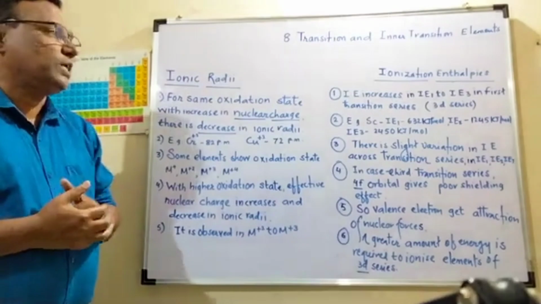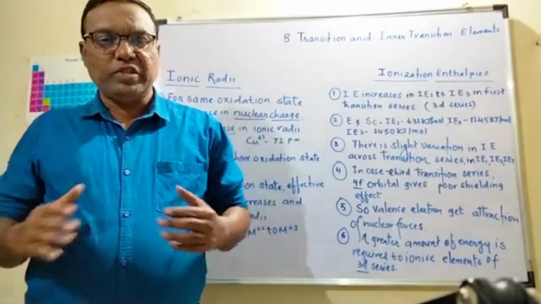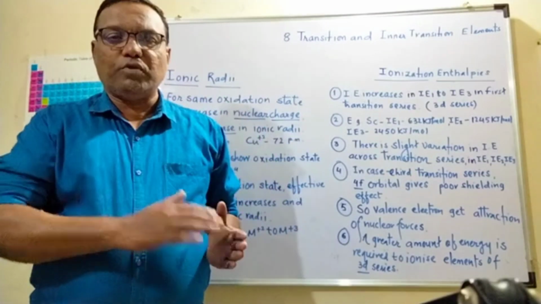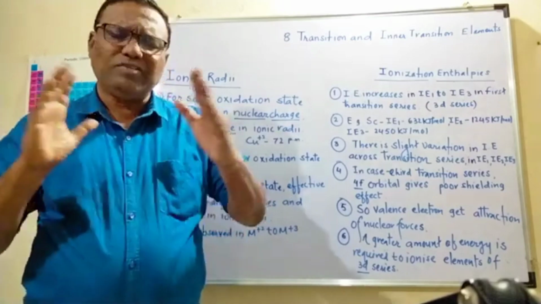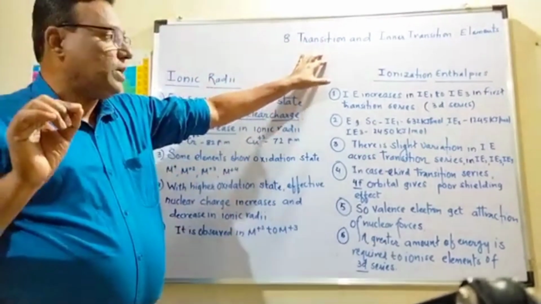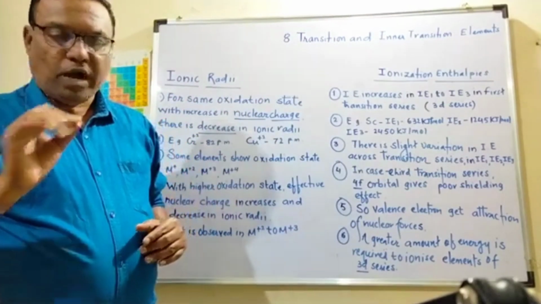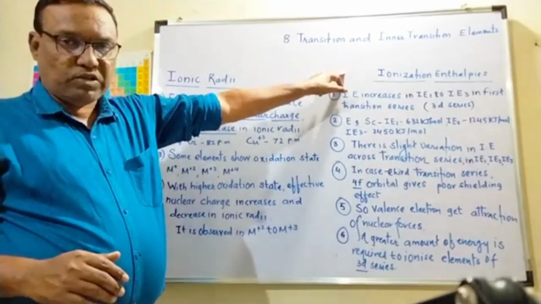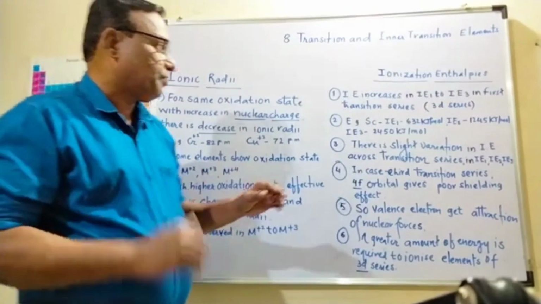Point number second, ionization enthalpy. In the previous video we have seen that the energy required to remove an electron from the outermost orbit of an atom is known as ionization energy. This is the definition we have seen. But today we have to see the ionization enthalpy regarding the transition elements. How are we going to prepare our short note on ionization enthalpy? Let us start. Some 5-6 points are there.